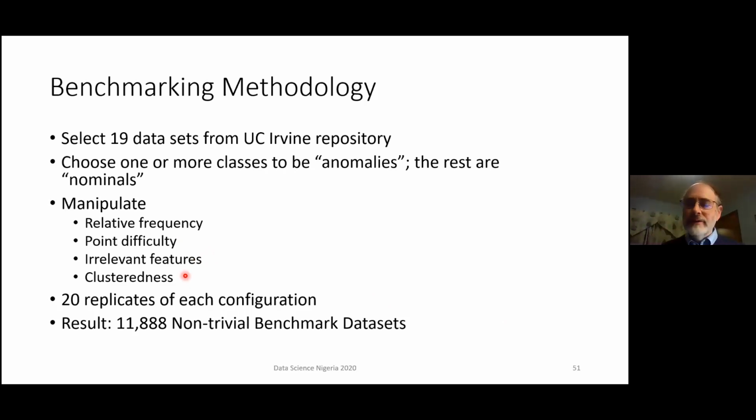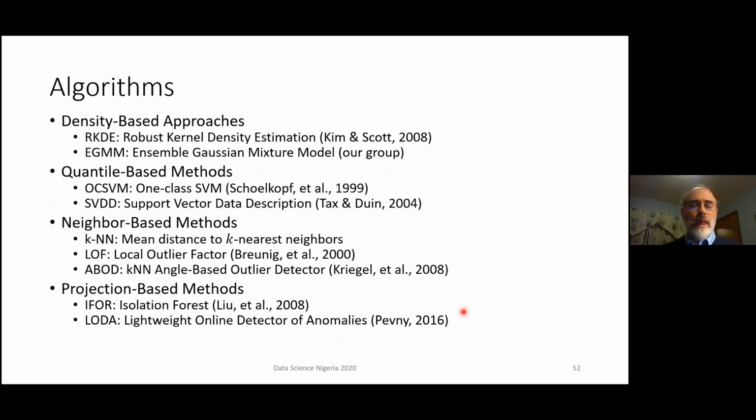And the idea here is that with density estimation methods, you might have a cluster of anomalies, and a density estimation method might assign that a high probability and therefore not detect those anomalies. So we end up with about 11,000 non-trivial benchmark data sets, so a huge amount of data. And then we evaluated actually 9 different algorithms, because we also threw in the k nearest neighbor simple distance-based method. But we had 2 density estimation methods, 2 quantile methods, 3 neighbor-based methods, and 2 projection-based methods.